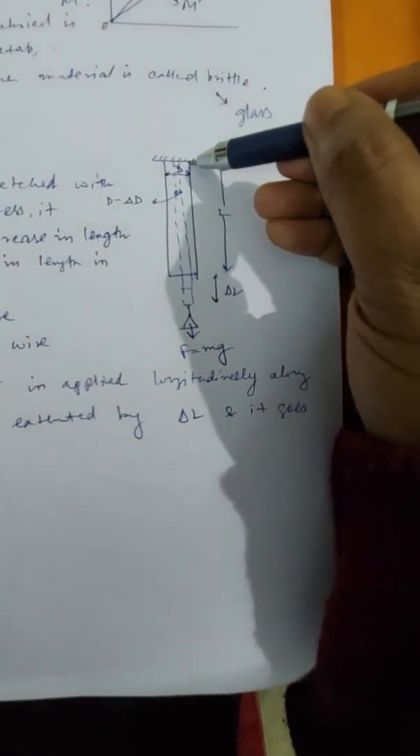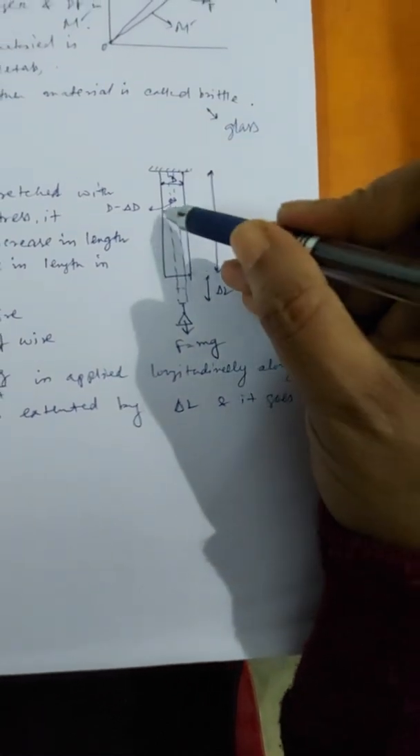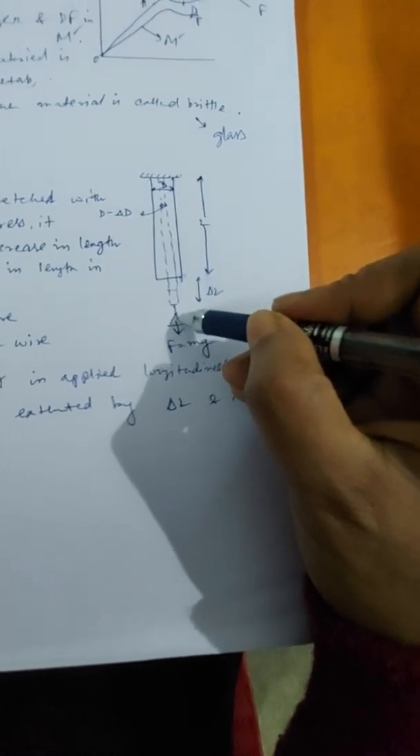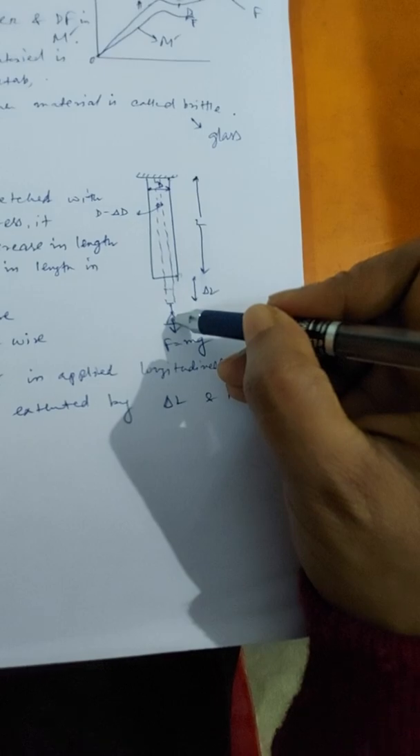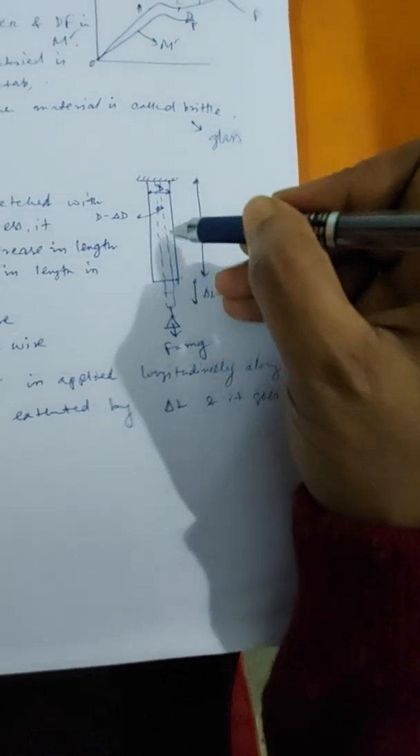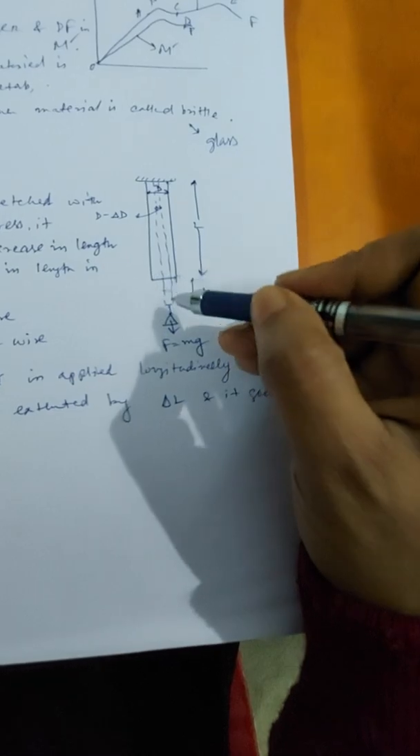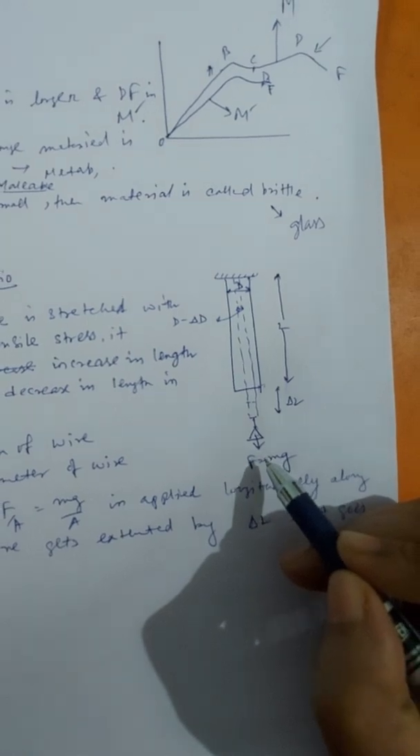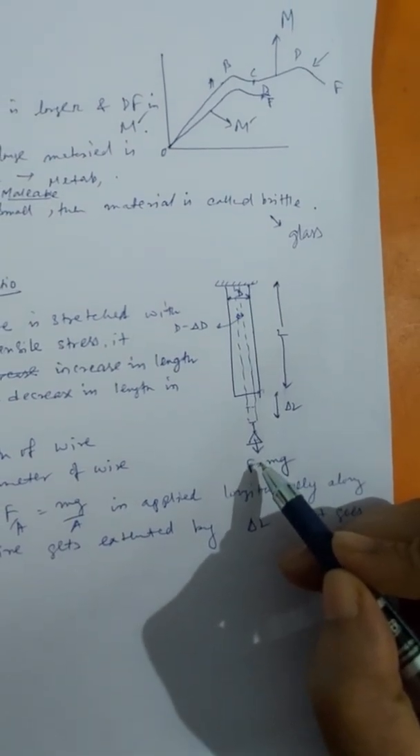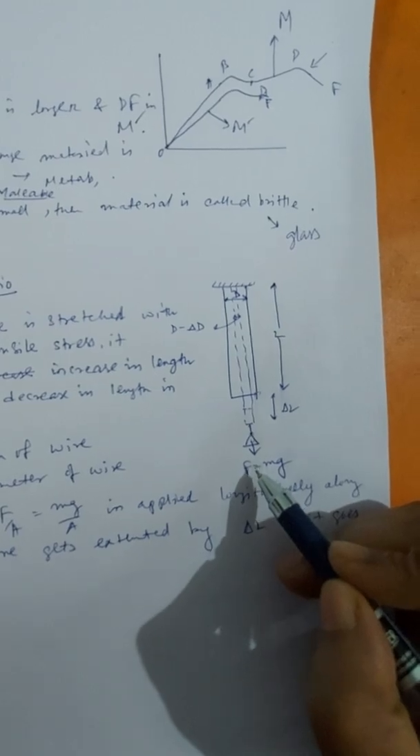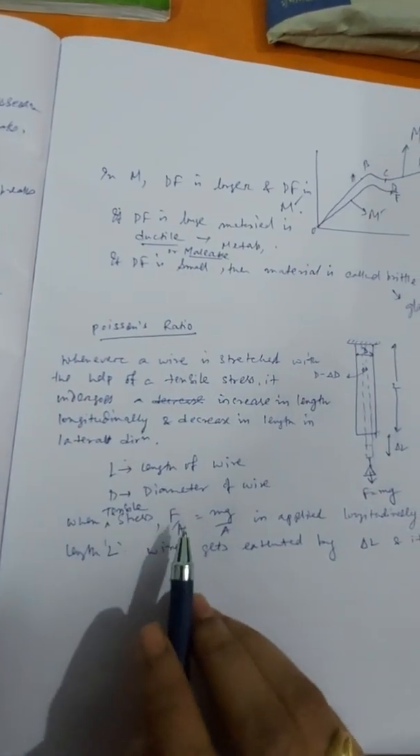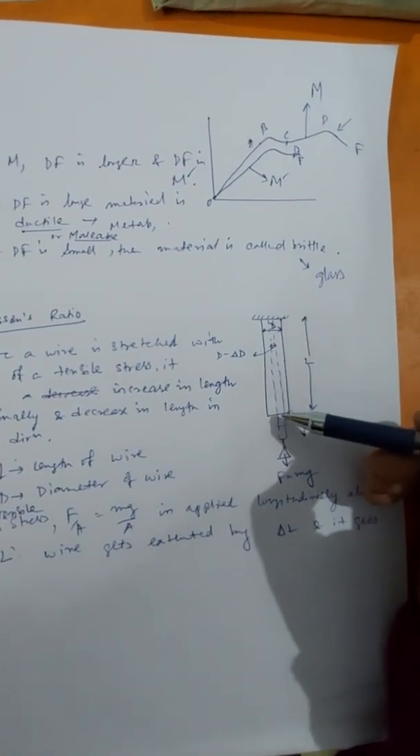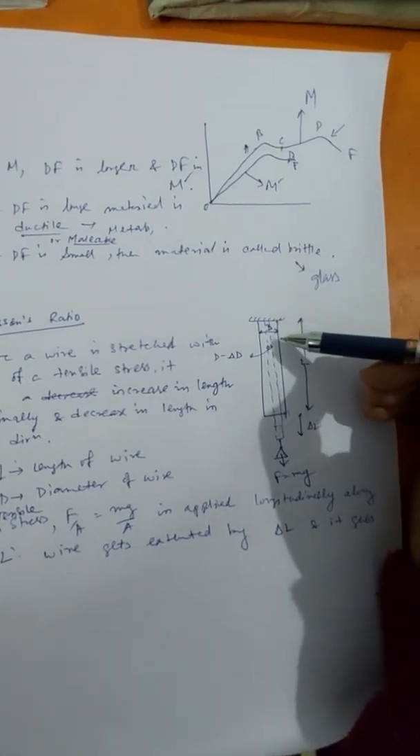Say this is a wire of length L and diameter D. If you put a weight mg here, the force F will be acting in this direction, longitudinally along the length of the wire. As a result of this force, a tensile stress is applied, that is tensile stress is given by F by A. So, force per unit area is the stress. Because of this tensile stress along this direction, there will be an increase in length.